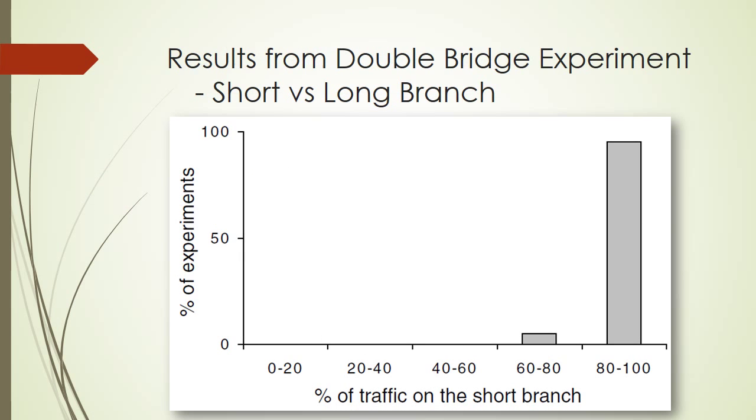This chart summarizes the results from a number of experiments within the double bridge experiment when one of the paths is twice as long as the other path. And it's clear from this plot that in the vast majority of experiments, in excess of 80% of the traffic converged on the short branch.